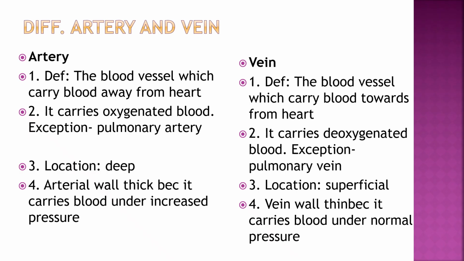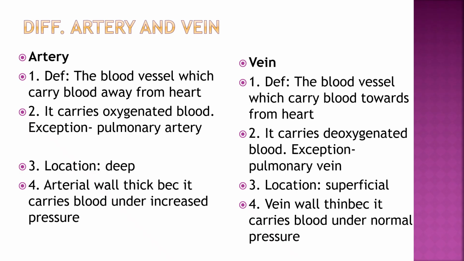Artery is the blood vessel which carries blood away from the heart. Vein is the blood vessel which carries blood towards the heart. Artery carries oxygenated blood except the pulmonary artery. Vein carries deoxygenated blood except the pulmonary vein. Arteries are deep in location, veins are superficial.